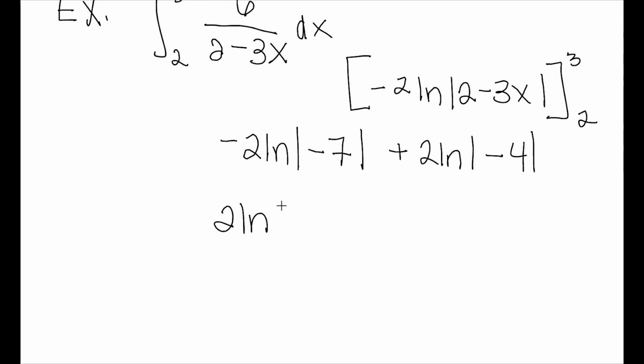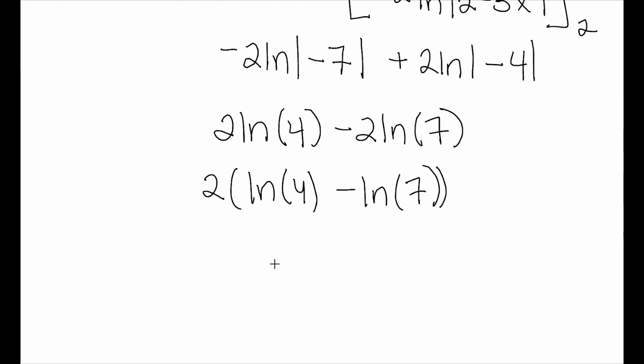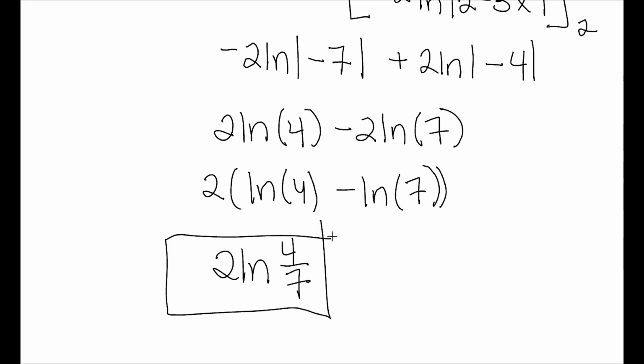So we can get rid of the absolute values. 2 ln 4 minus 2 ln 7. Pull out a 2. And then remember, when we're subtracting logarithms, you're actually going to divide them. So we get 2 times the natural logarithm of 4 over 7.